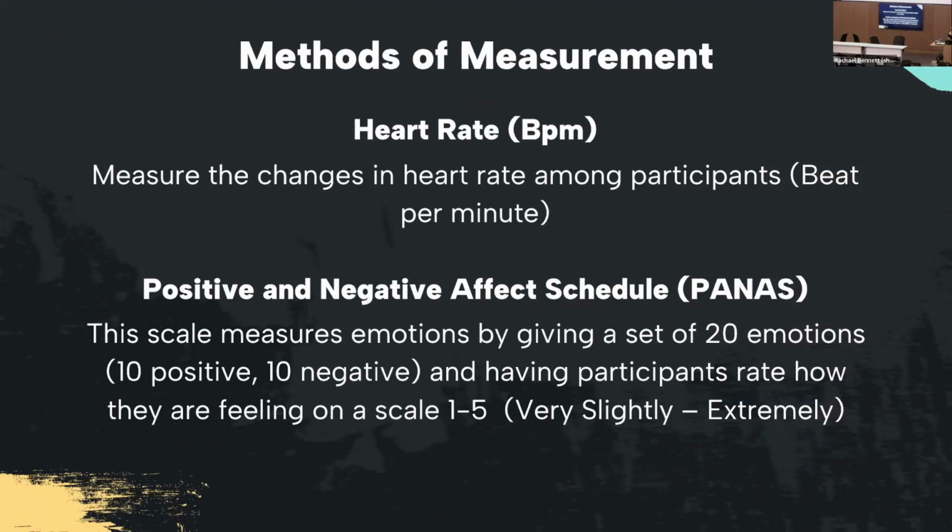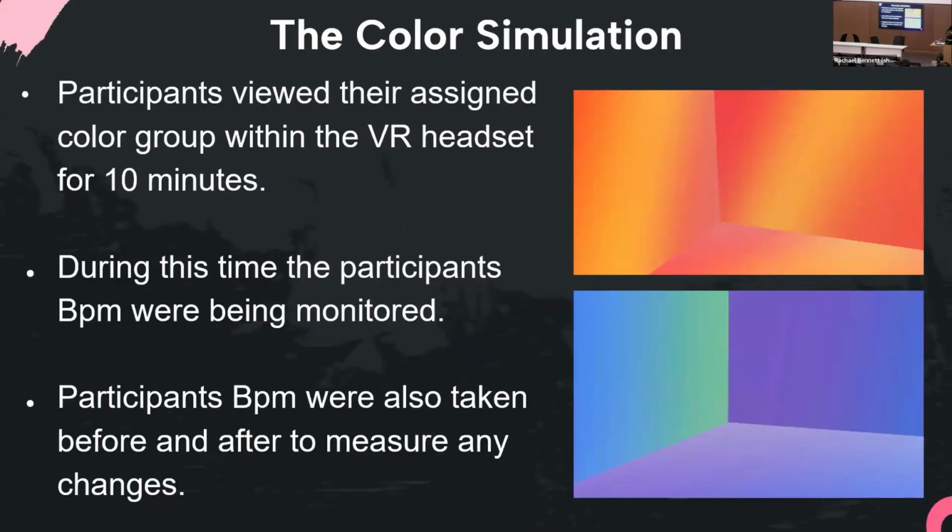For the methods of measurement, there was heart rate taken, so measuring the changes of heart rate among the participants, and the Positive and Negative Affect Schedule, which you'll also hear me call PANAS, which was a scale to measure emotions. It gave a set of 20 emotions, 10 positive and 10 negative, and had participants rate how they were feeling at that time from very slightly to extremely. For the color simulation that you can see here, the participants viewed their assigned color group within the virtual reality headset for about 10 minutes. During this time, the participants had their heart rate monitored, and participants' heart rates were also monitored before and after the simulation was shown to showcase any changes that had occurred.